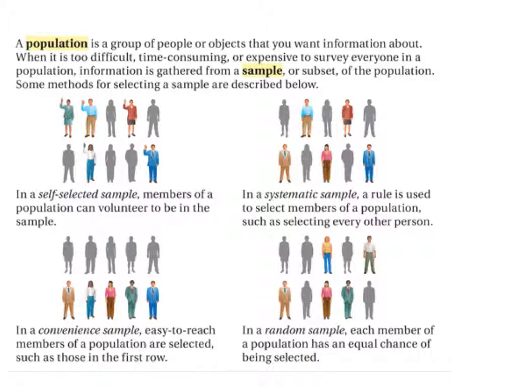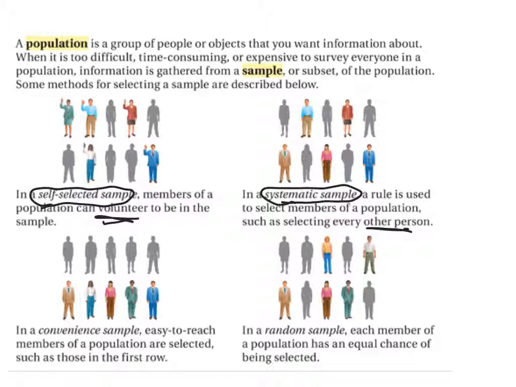Okay, let's talk population. Population is a group of people or objects that you want information about. When it is too difficult, time-consuming, or expensive to survey everyone in a population, information is gathered from a sample, or subset, of the population. Some methods for selecting a sample are described below. In a self-selected sample, members of a population can volunteer to be in the sample. In a systematic sample, a rule is used to select members of a population, such as selecting every other person. Here, self-selected, volunteer. Here, systematic, what they did, every other person.